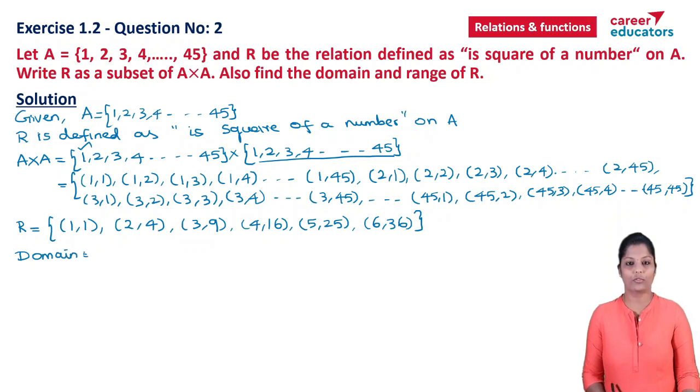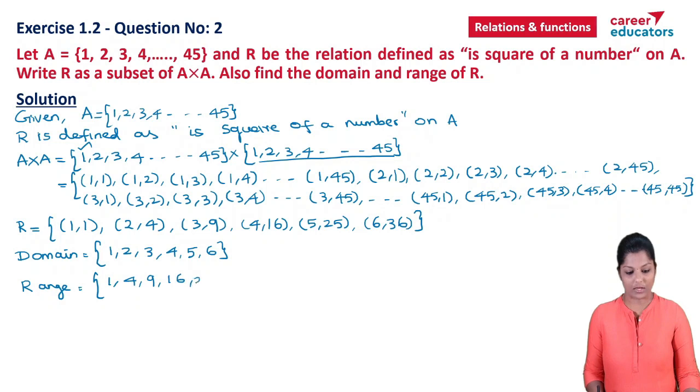To find domain of R, we have to write all the first coordinates of relation R. So, 1, 2, 3, 4, 5, 6. Next, we have to find range. To find range of relation R, we have to write all the second coordinates of relation R. We will get 1, 4, 9, 16, 25, 36. That's all, we have completed this problem.